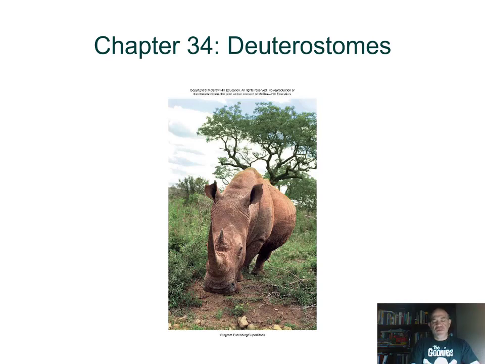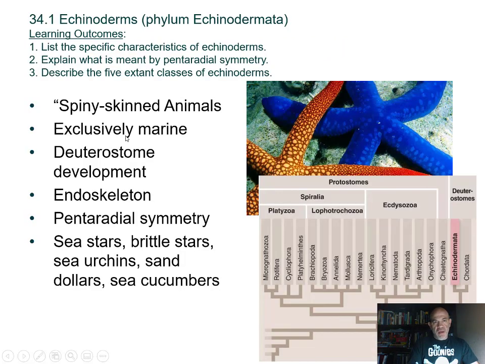In this topic, we start our study of Deuterostomes, which includes the Echinoderms and the Chordates, which is a group we belong to. And so we're going to start with section 1, which covers the phylum Echinodermata, or Echinoderms. Echinos means spiny, and derm is skin, so literally translated as spiny-skinned animals.